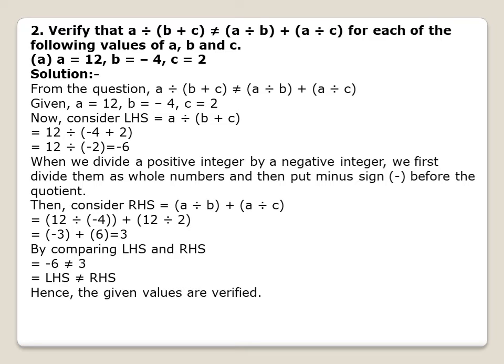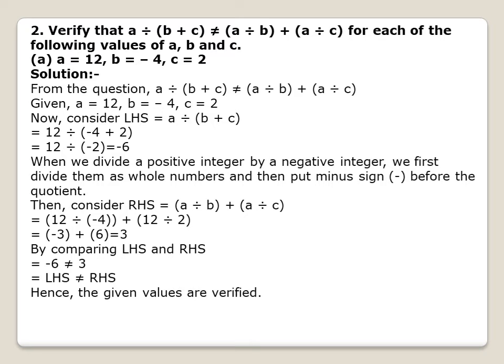Now first, the left hand side: A divided by (B plus C). A is 12, divided by (minus 4 plus 2). Then minus 4 plus 2 is equal to how much? It is equal to minus 2. 12 divided by minus 2 is equal to minus 6. 2 ones are 2, 2 sixes are 12. The final answer is minus 6.